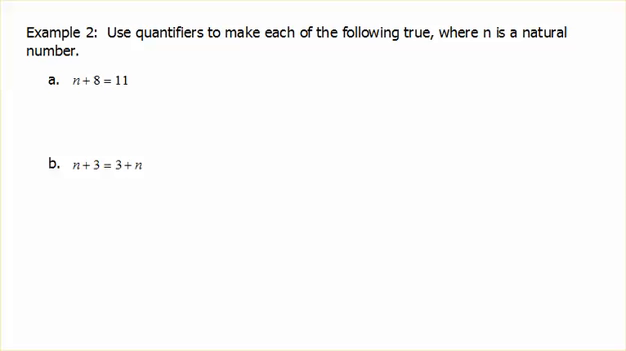Here we have example 2, which says use quantifiers to make each of the following true, where n is a natural number. Now don't forget that, and I know this has been a long time ago, but we usually use n for natural numbers, w for whole numbers, z's for integers. I don't know if you remember back that far, but whenever we introduced the number system to you, there were very specific symbols that we used for the number systems.